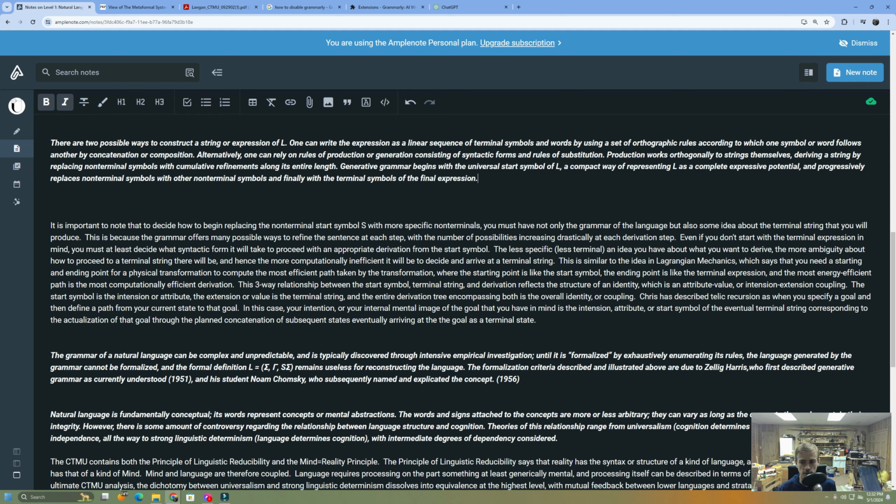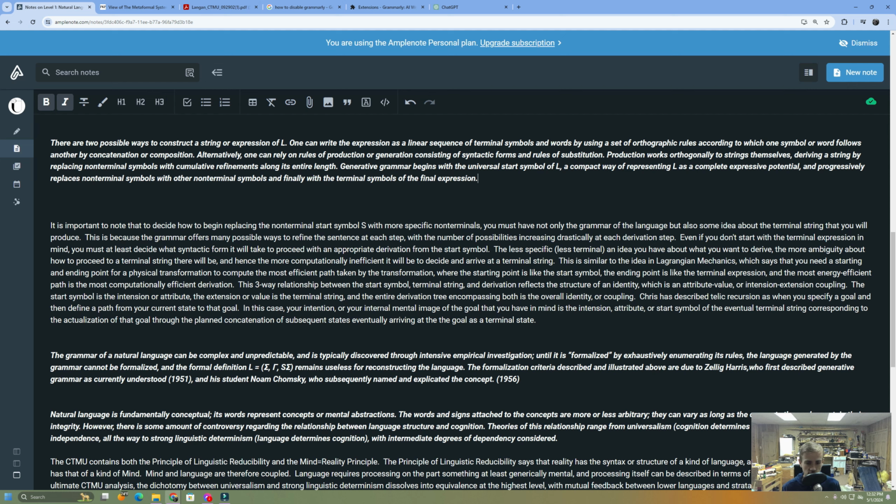Chris has described, so that's a point that I didn't go into before. This reflects the structure of an identity in general, and Chris writes about how all of reality is composed of identities. So everywhere you have these intension-extension couplings, or these couplings of generality and specificity, or attribute and value, and they all can be modeled on the relationship that is embodied by a derivation tree.